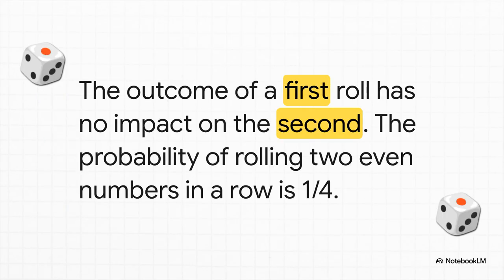But what about when events are independent? What does that even mean? Well, think about it. If you roll a die, the outcome of that first roll has absolutely zero impact on the second one. They're totally separate. These are called independent events. So the chance of rolling an even number, well, that's 3 out of 6, or just 1/2. Now, to find the probability of doing it twice in a row, you just multiply those odds together. So 1/2 times 1/2, that gives us a 1 in 4 chance.